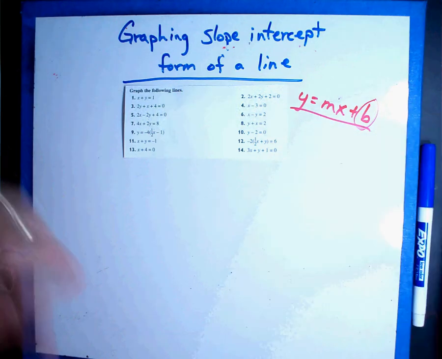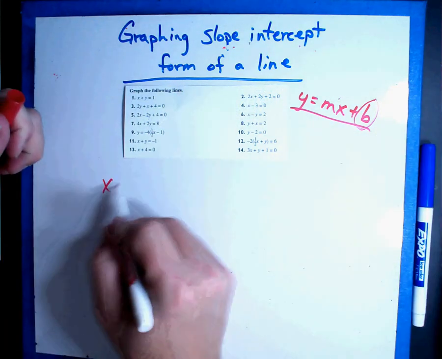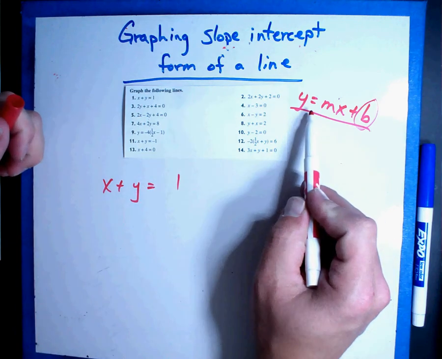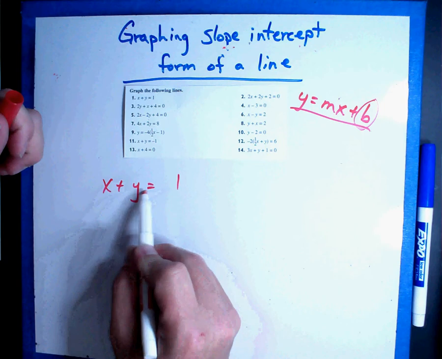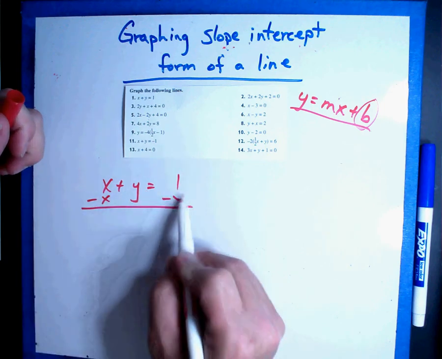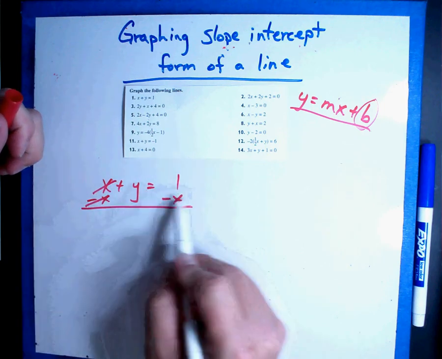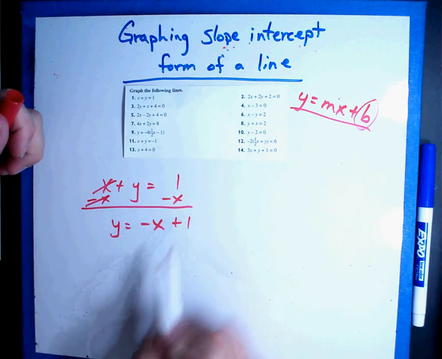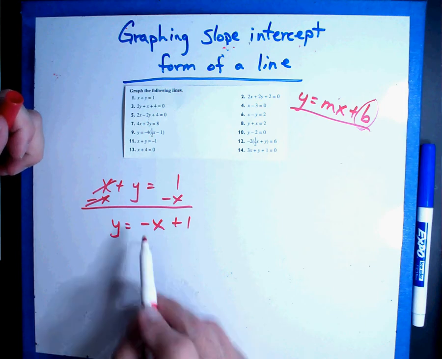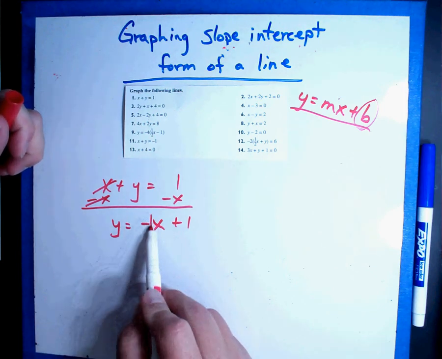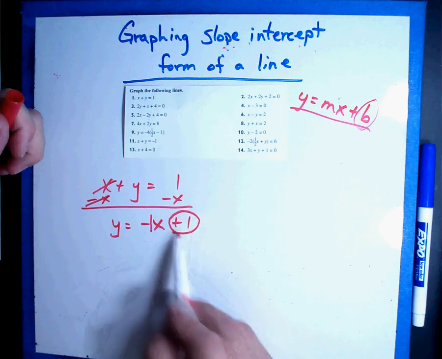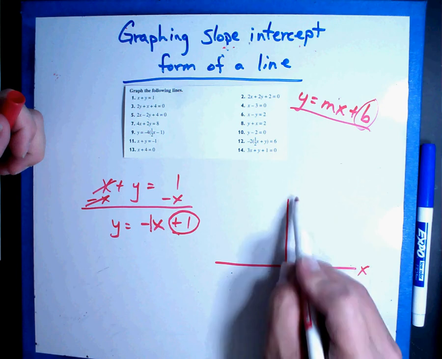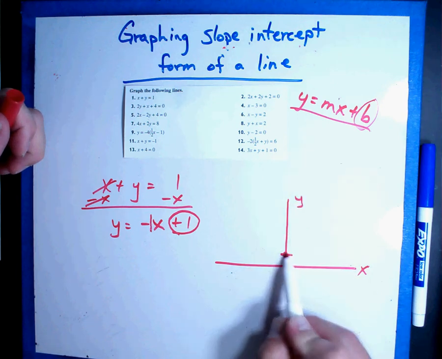Let's do the first one. x plus y equals 1. Remember, we have to put it in this form, so it needs to be y equals, so that means I have to move this to the other side. Whatever I do on one side, I have to do on the other, so y equals negative x plus 1. Great first example. Okay, our slope is going to be negative 1, and this is where it's going to run into the y. So if we graph this, there's x, there's y at 1.